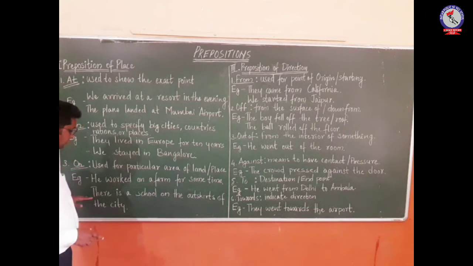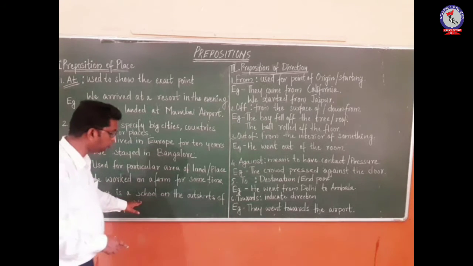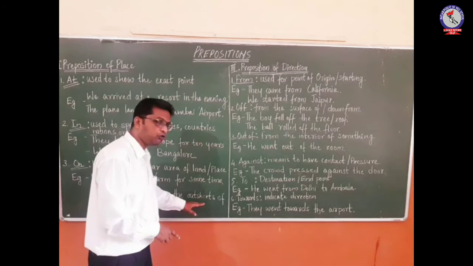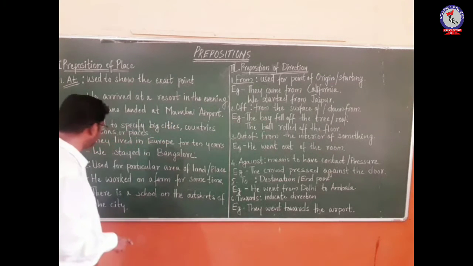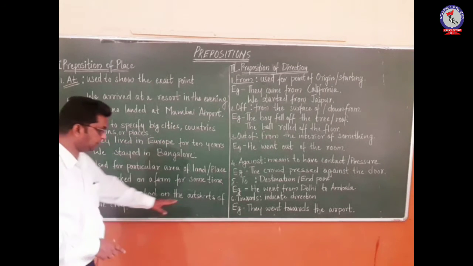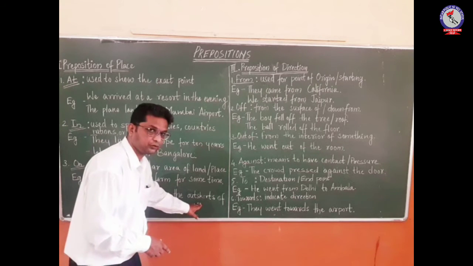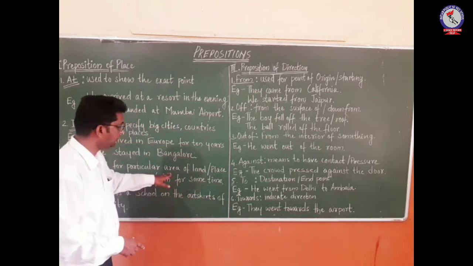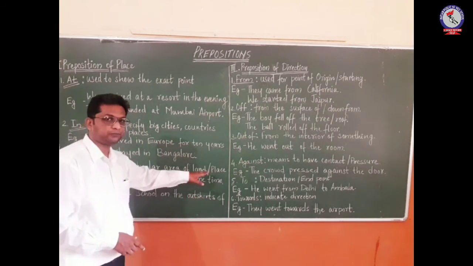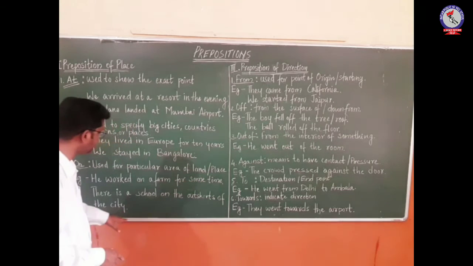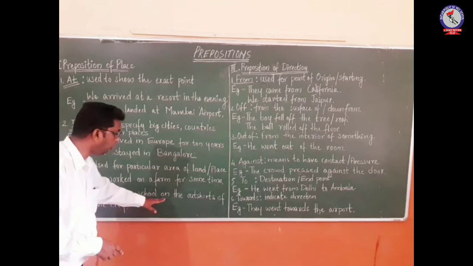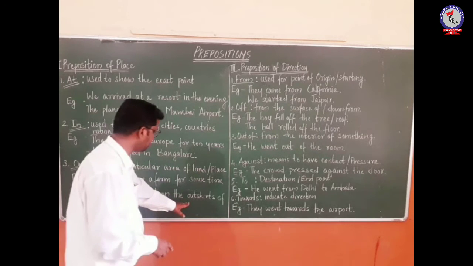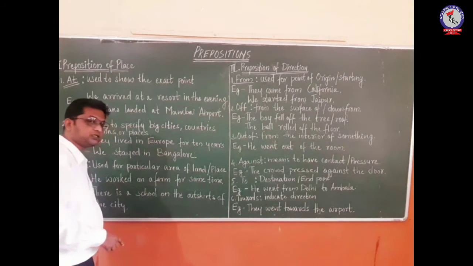Now see another one. There is a school on the outskirts of the city. The outskirts represent an area of land or place. So we have used on: there is a school on the outskirts of the city.